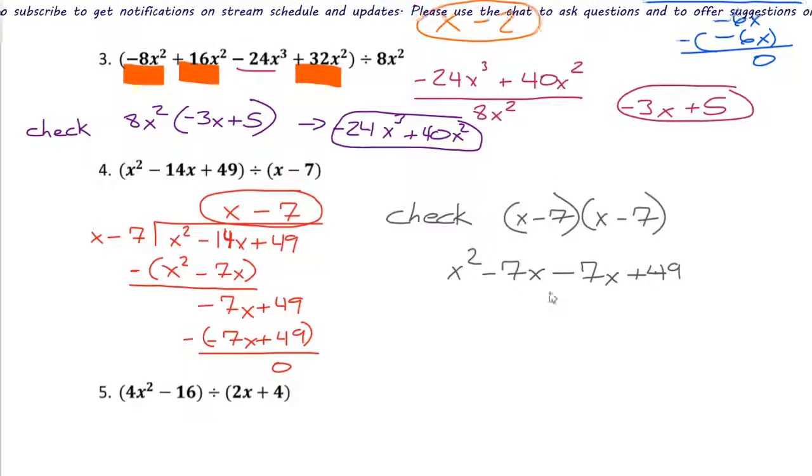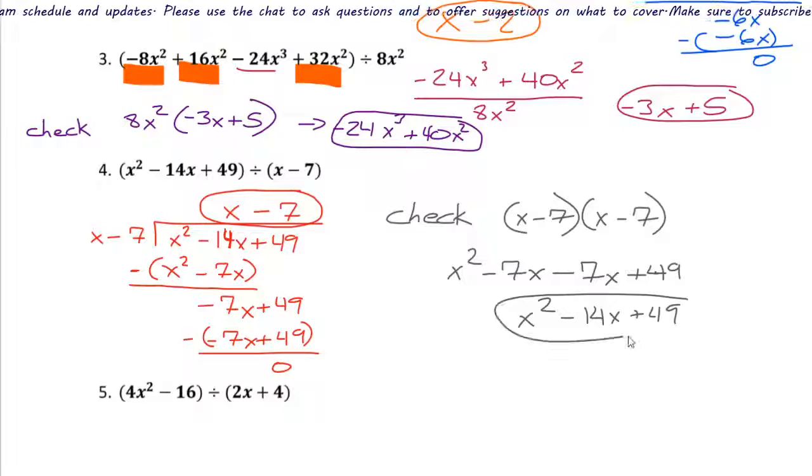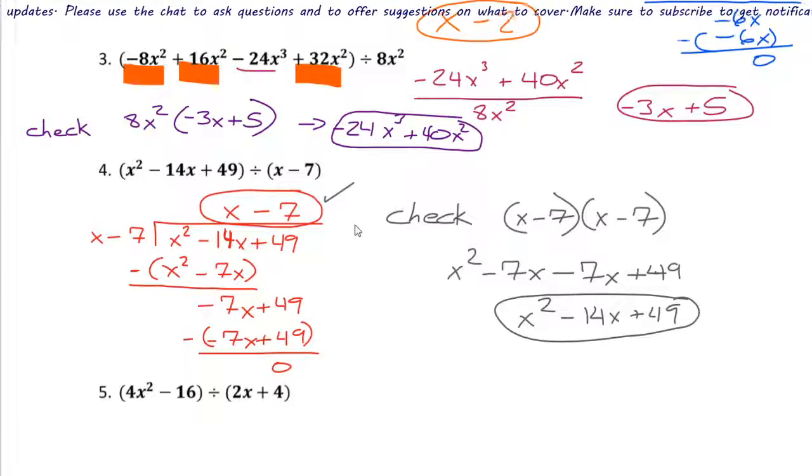Simplify, so we just need to combine these like terms right here. Negative 7x minus 7x is going to be negative 14x plus 49. And does that match up? It does, so our answer is good. Now for the next one though, we don't have 3 terms, we have 2 terms. We have a quadratic binomial.